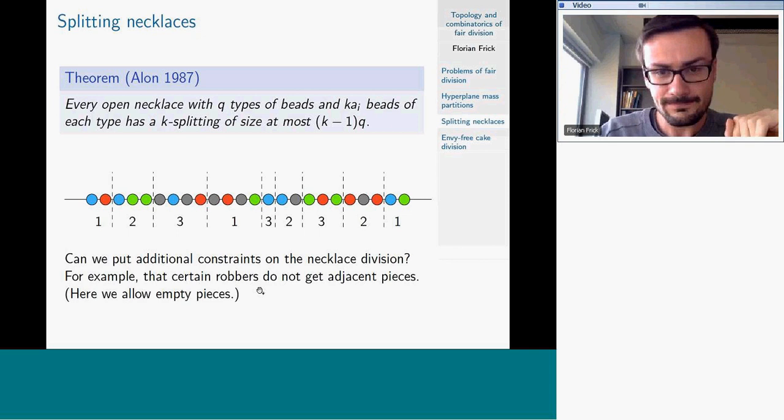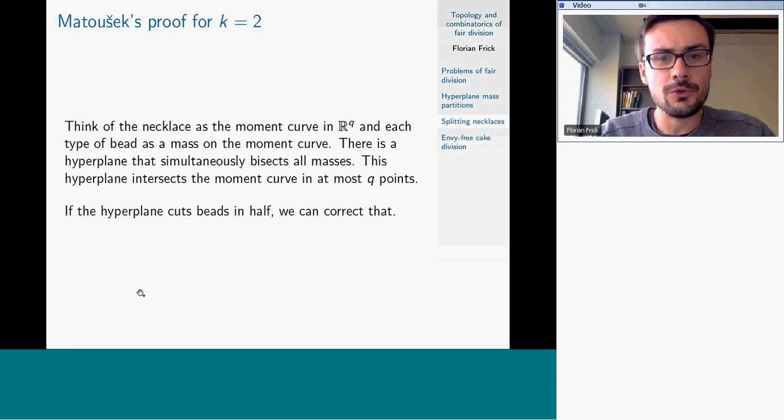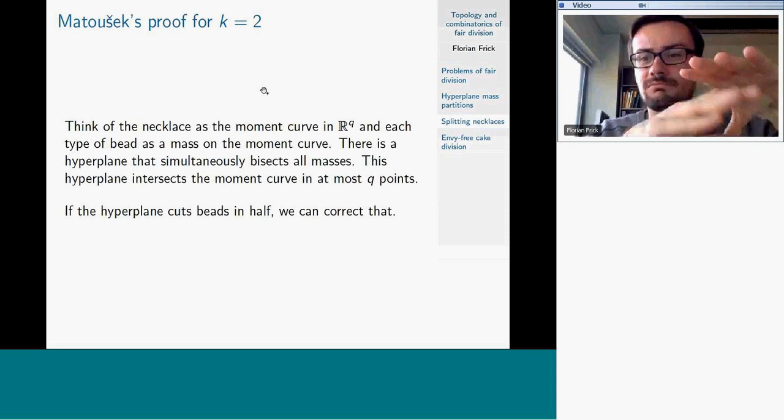Necklace splitting for twos. So for twos, what can they do? Instead of living in three space, they can go to a universe that has q dimensions. They put the necklace on the moment curve in q dimensions, and now there's the ham sandwich theorem that tells you that each type of bead has a mass.